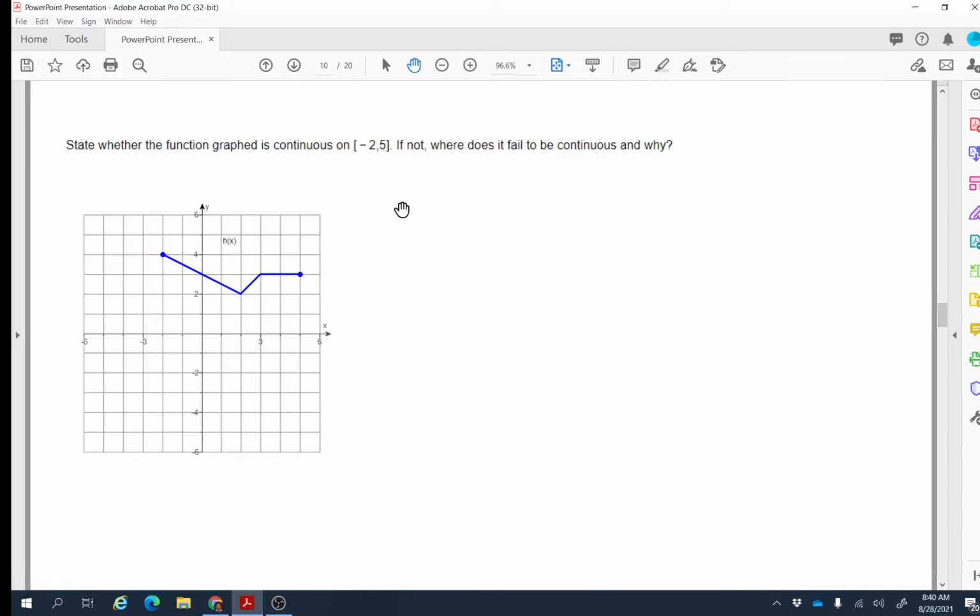So let's see some examples here. This is the graph. State whether the function graph is continuous on -2 to 5. You can see that the graph is smooth. There's no break, there is no jump, no open circle. So that means this graph is continuous everywhere. Okay, so this is continuous on -2 to 5.